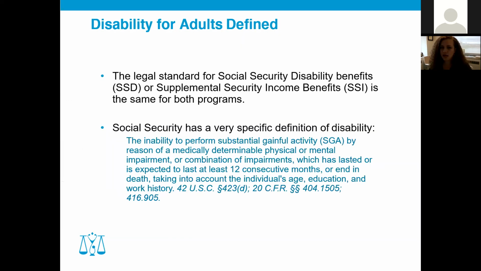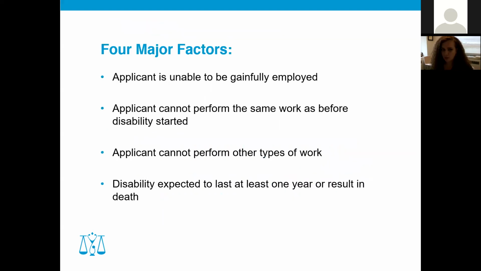Now, how do we define disability? How is it defined in the Social Security standard? They have a very specific definition that applies to both programs. It's exactly the same. It is the inability to perform substantial gainful activity, which we talked about, by reason of a medically determinable physical or mental impairment or combination of impairments, which has lasted or is expected to last at least 12 consecutive months or end in death, taking into account the individual's age, education, and work history. So that's kind of a mouthful, and let's break it down a little bit.